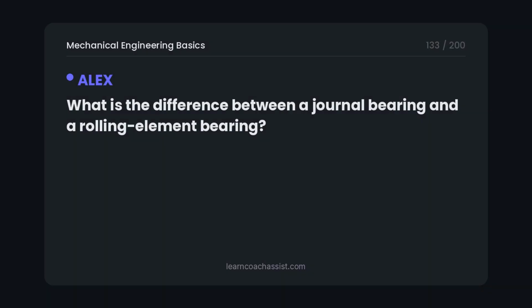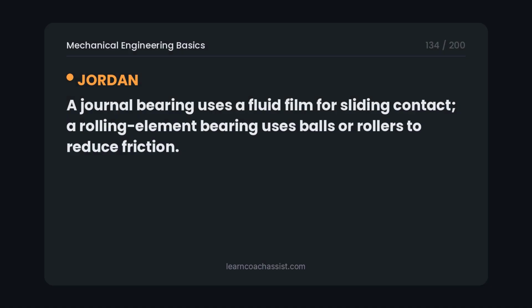What is the difference between a journal bearing and a rolling element bearing? A journal bearing uses a fluid film for sliding contact. A rolling element bearing uses balls or rollers to reduce friction.